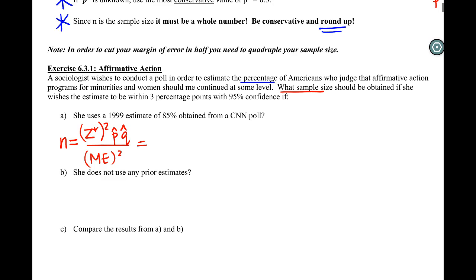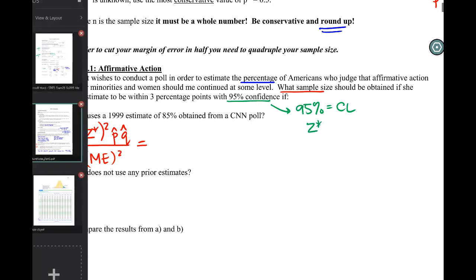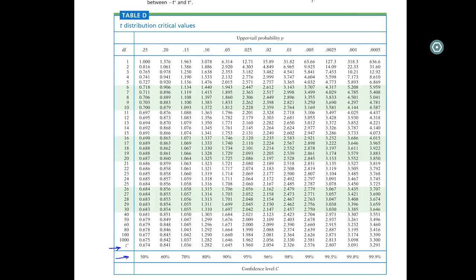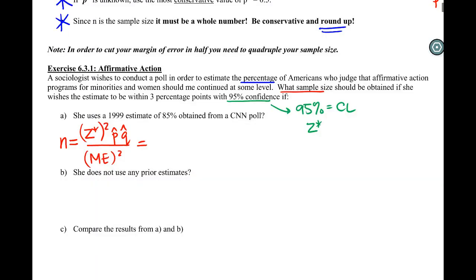I have two ways to handle this. I could try to translate everything at the beginning, or I can use my formula to ask what is supposed to be here, and then go look for it. I'm going to try that other way this time. First, I need a z star. I know z star is something I can get from the table as long as I have a confidence level, and we were given that. So we have 95% as our confidence level, which I'm going to denote CL. We can use this to find a z star from our table. 95% gives me a z star of 1.96. So my z star is 1.96.